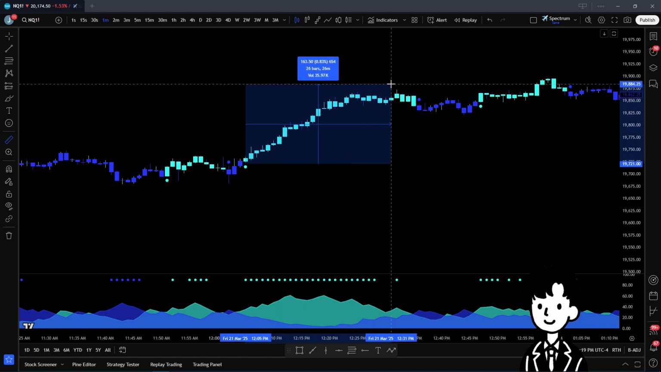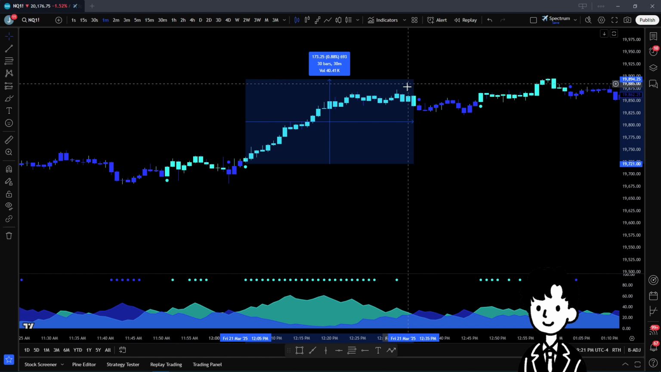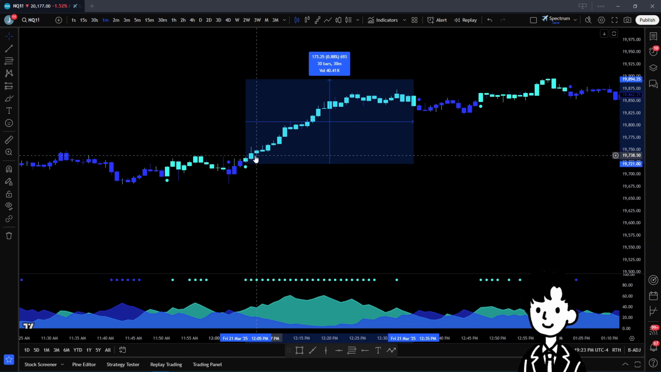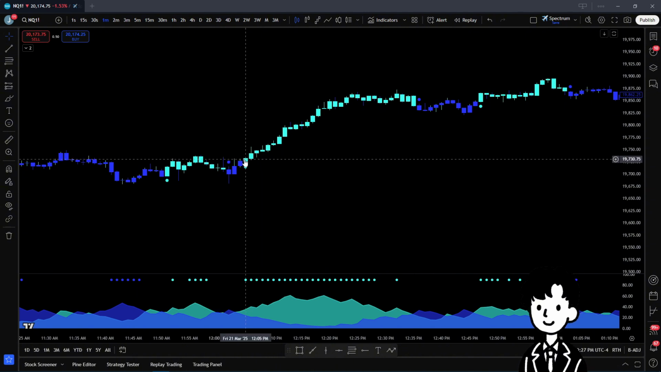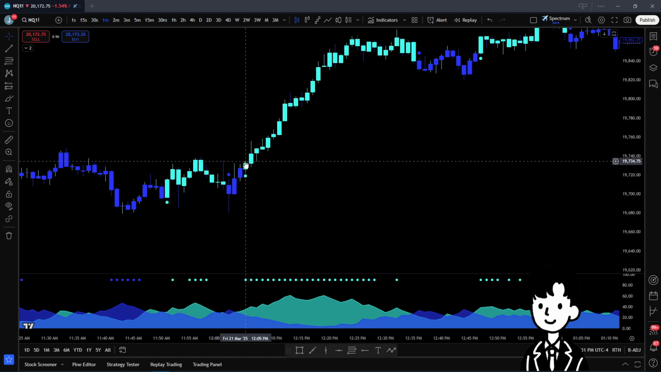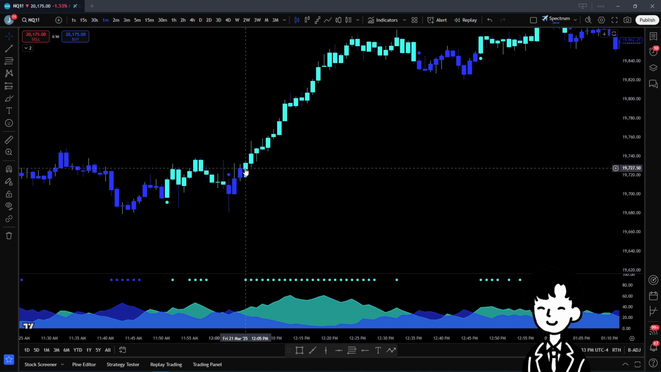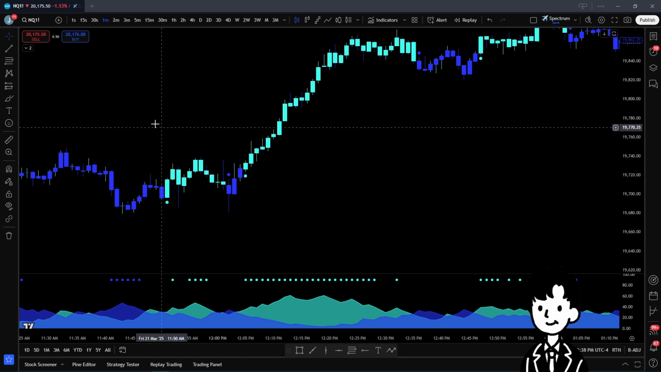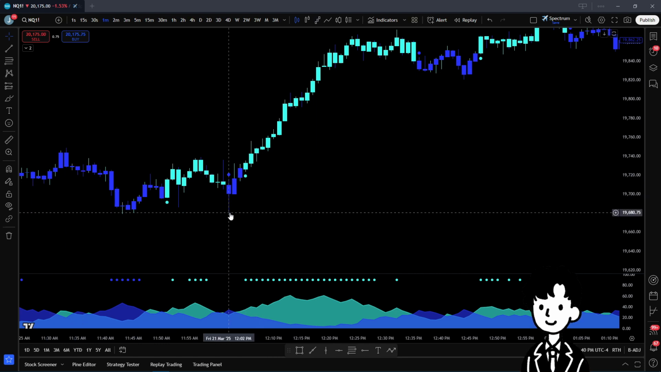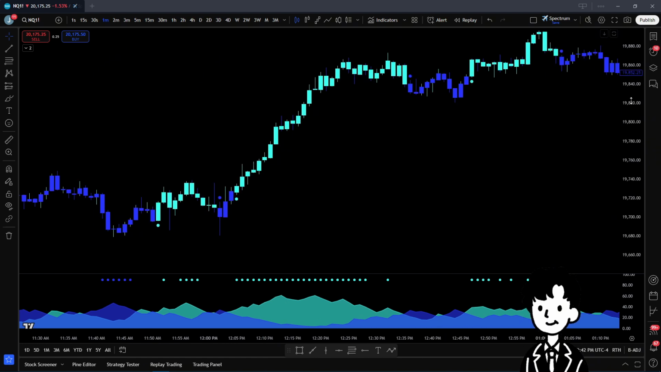This move, oh my gosh, look at that move. It was about 170 points. This is on the 1 minute time frame. So you could have entered at any point here. When this candle closed, you could have entered, or when it broke above the high of this candle. And then your stop loss could be at the swing low.